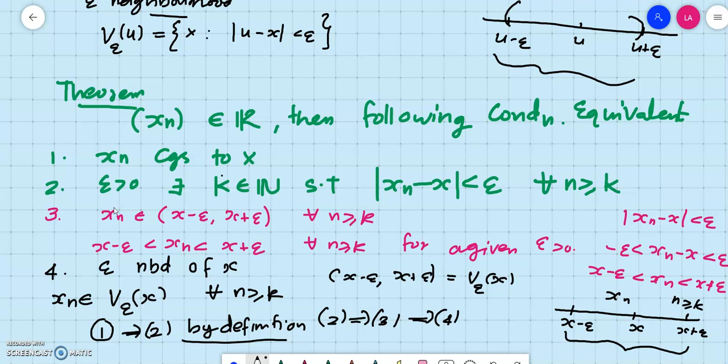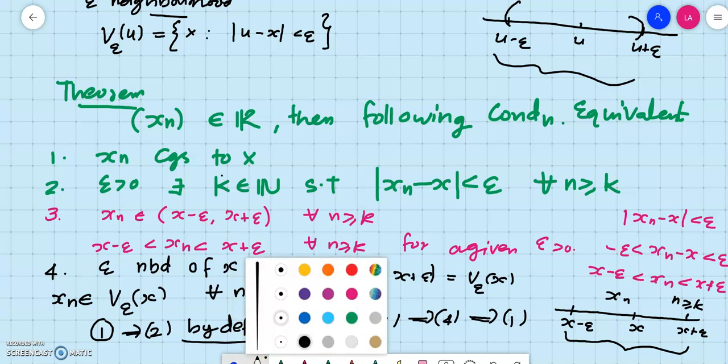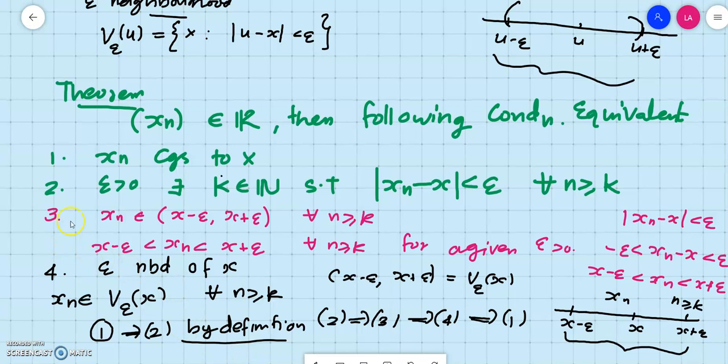easily understood. Here xn belongs to v epsilon of x means xn belongs to the interval x minus epsilon comma x plus epsilon, from which we can say that x minus epsilon less than xn less than x plus epsilon for all n greater than or equal to k, from which we can say that modulus of xn minus x is less than epsilon for all n greater than or equal to k, from which we can say that xn converges to x. So 4 implies 1 as well. Okay, so these are the 4 equivalent conditions for convergence. So we can understand convergence by a better means. That's what we are trying to establish.